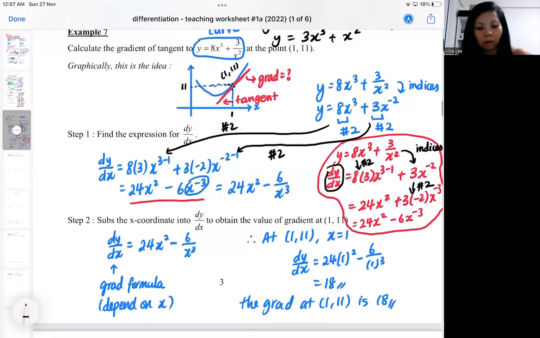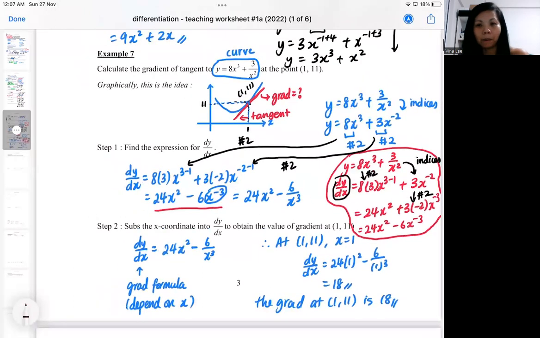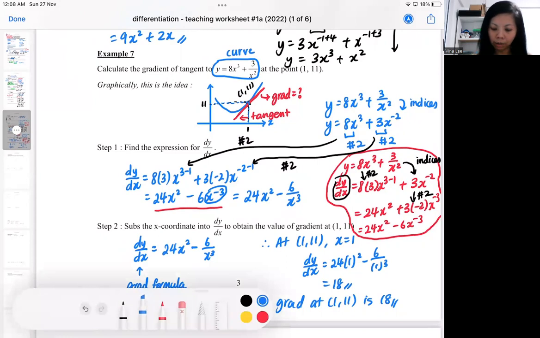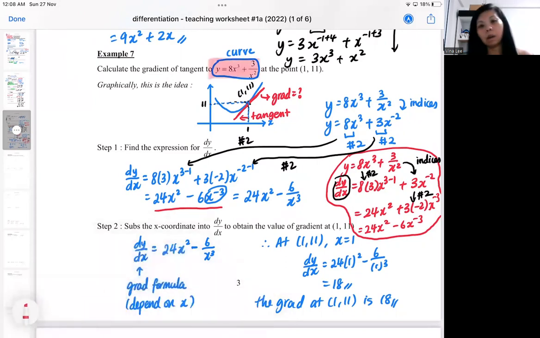And always remember, the dy dx that you create is a formula. The formula is dependent on the value of x that you are substituting inside. Sometimes you are not given the direct x coordinate to substitute; you might be given a y coordinate. You cannot anyhow sub in a y coordinate, because the gradient formula doesn't depend on the y coordinate. If you are given the y coordinate, you have to come back to the original curve, use the y coordinate to find the x, and then sub into the gradient formula. Later on, there will be questions that explore this.